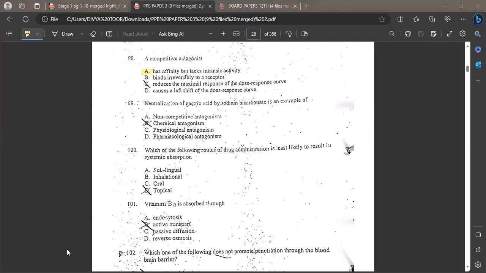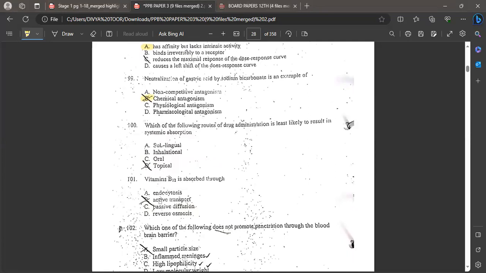Okay, so neutralization of gastric acid by sodium bicarbonate is an example of non-competitive antagonism, chemical antagonism, physiological antagonism, and pharmacological antagonism. I think this one is chemical. Acid plus base? Yeah.